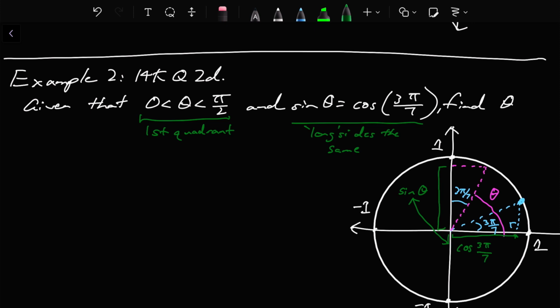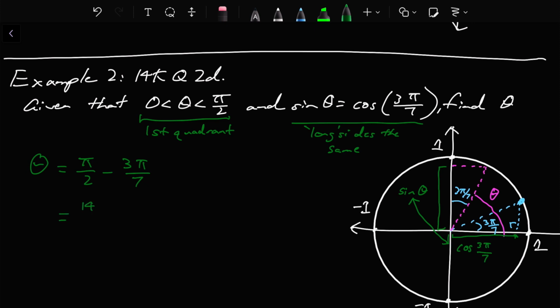we need that theta is going to be equal to pi on 2 minus 3 pi on 7. We know this because it has to be in the first quadrant, so it can't be anything bigger than that. So now we just do some simplification.